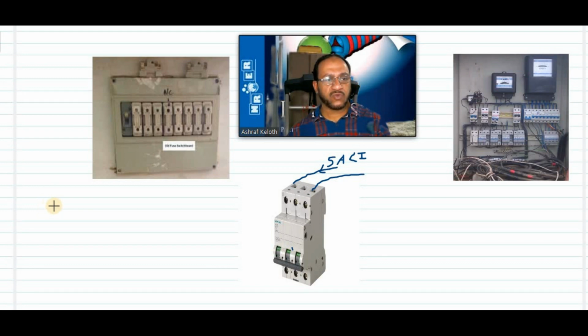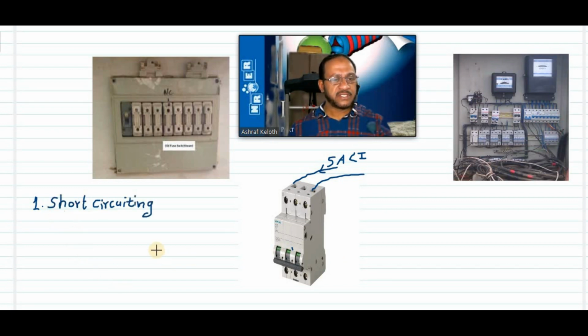The current flowing through a circuit goes above the allowed limit, or the current rating of the circuit. There are two reasons for that. One is called short circuiting. The second one is overloading. Short circuiting means, for each circuit, I told you there are two standards of wiring: one is the 5 ampere line, the other is the 10 ampere line.